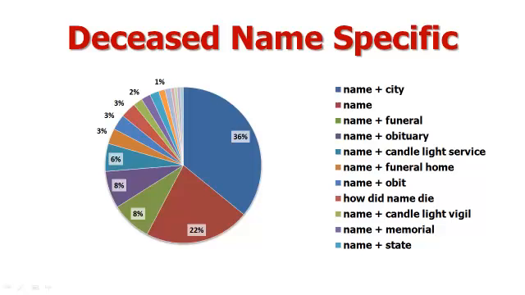Then, some people were just putting the name in and still being able to find the obituary on the funeral home's website. The next is the person's name plus the word funeral. The next is name plus the word obituary. And then it starts to taper off after that. For this person, they are holding a candlelight service, so people were searching for that.